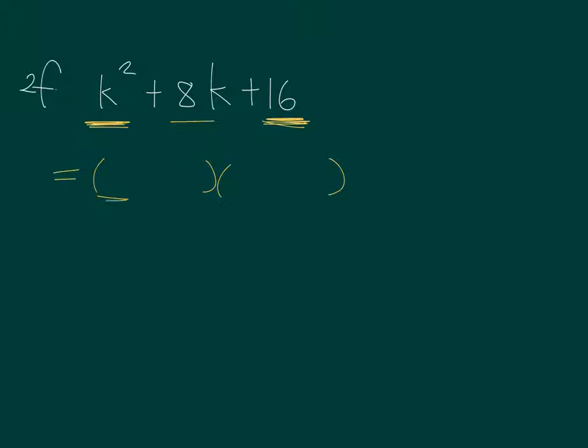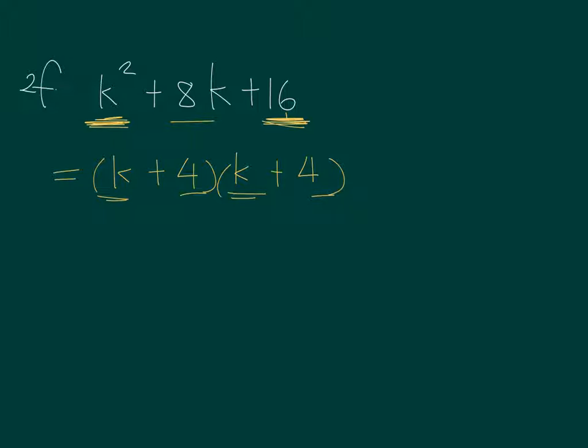The first factors of the binomials will come from the k squared, and this will be k and k, because k times k is k squared. And then the factors for the second terms will come from 16, and we could think of 4 times 4, so that's 4 and then 4. And this must be positive and positive to create a positive 16.